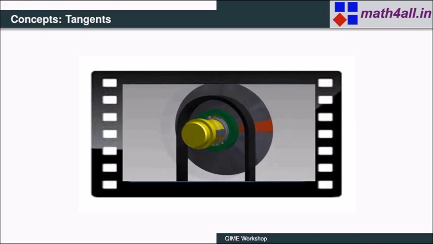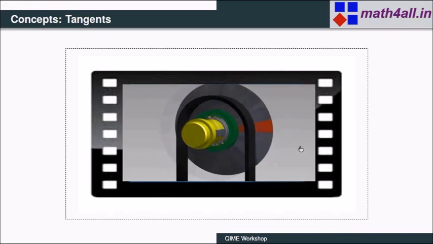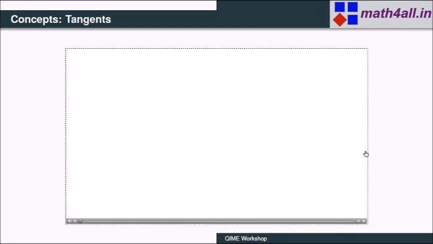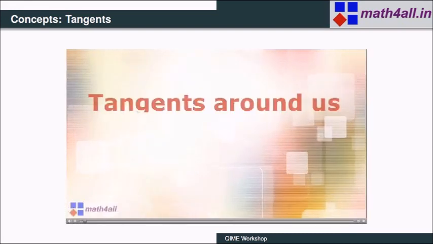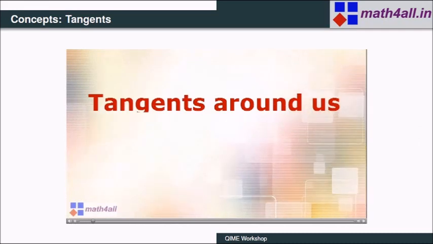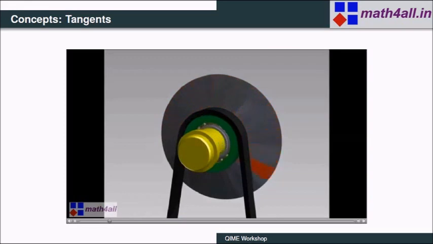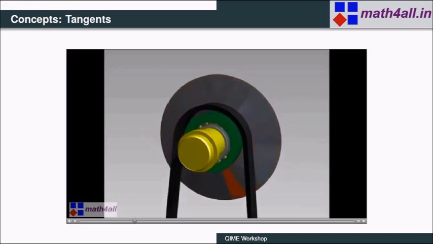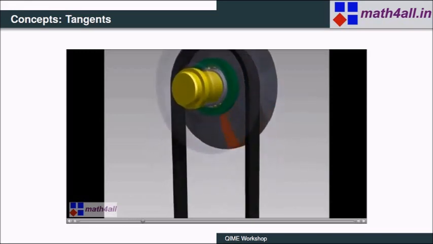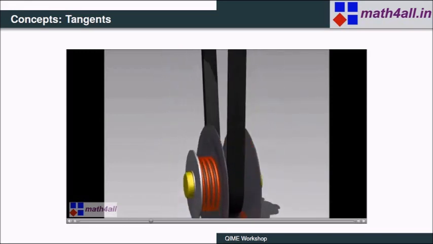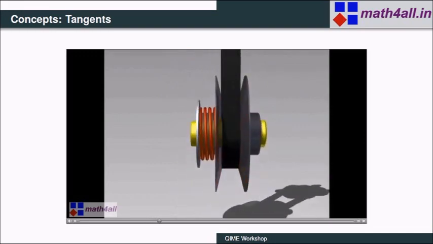So let us look at something, a concept called tangents that we learn in geometry of circles. When a line touches a circle only at one point, right? And we have already defined what is a tangent. So this is good for apply and evaluate for tangents, a short kind of video. Tangents around us.